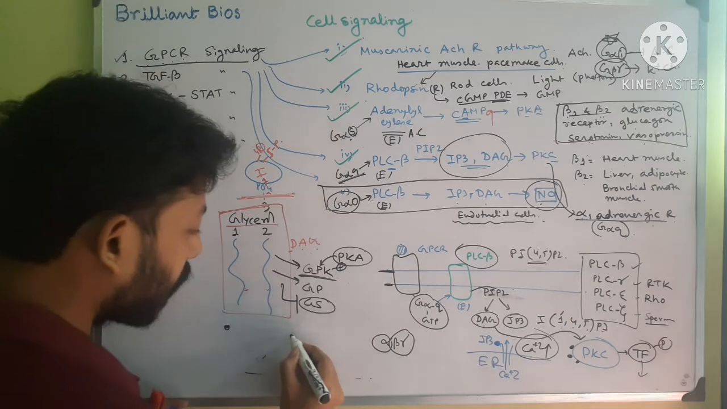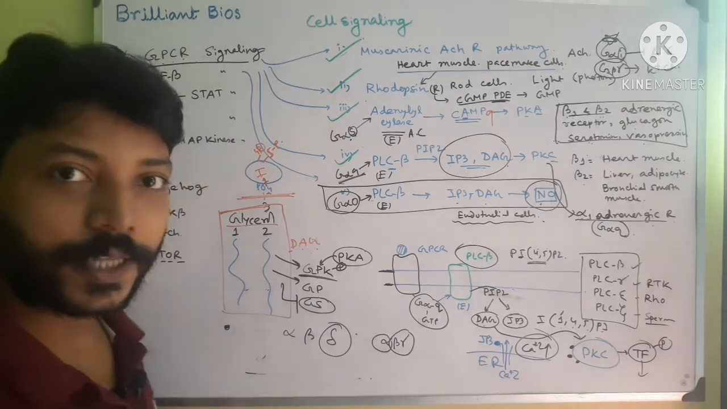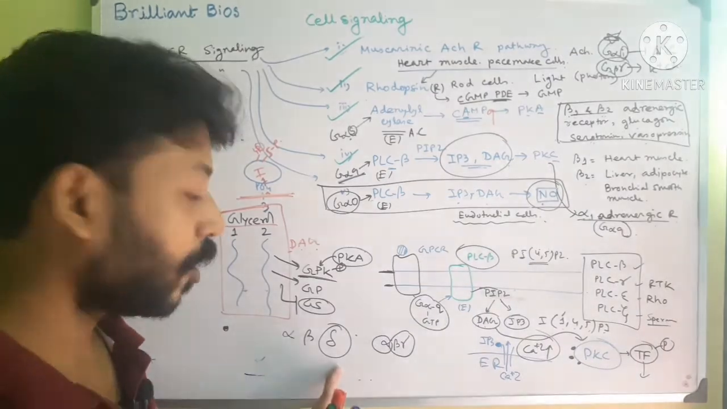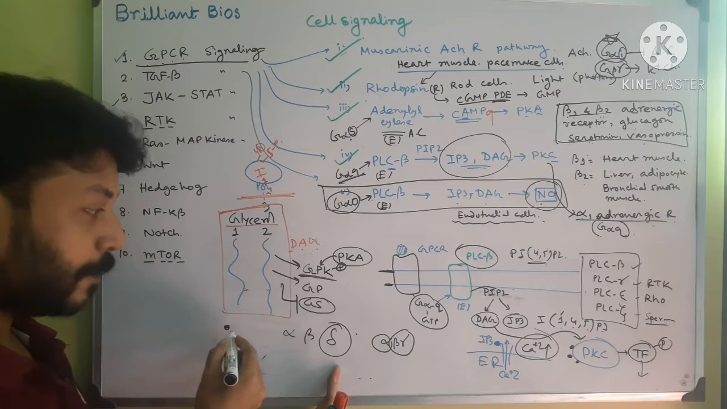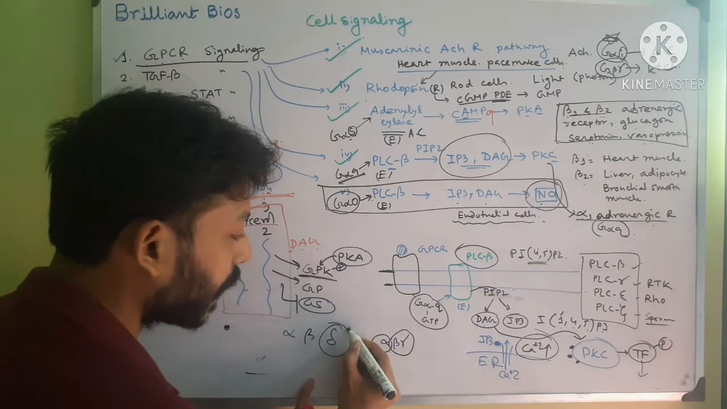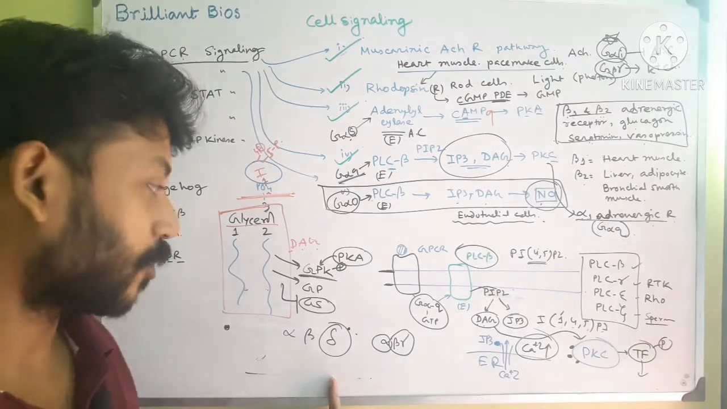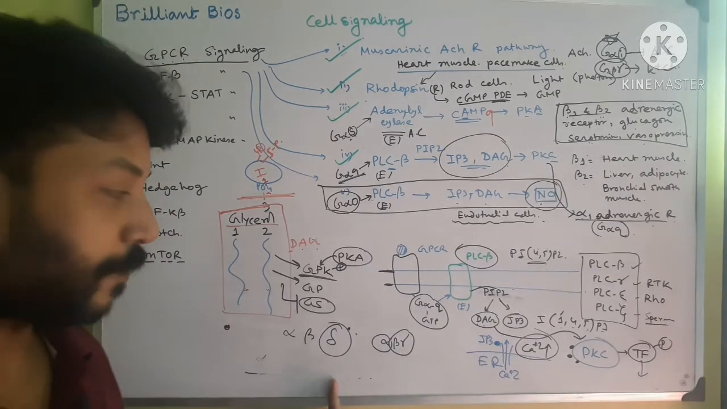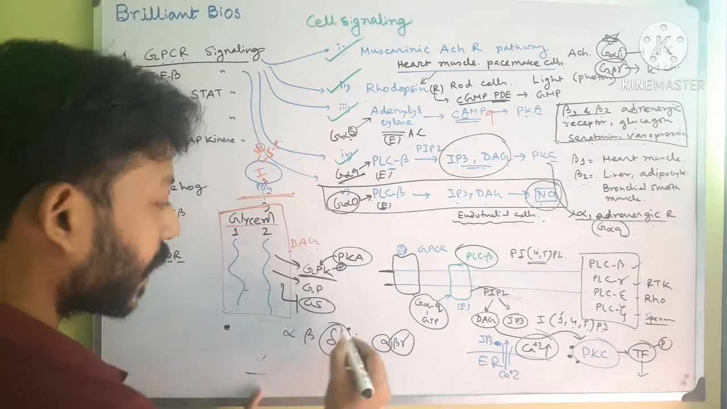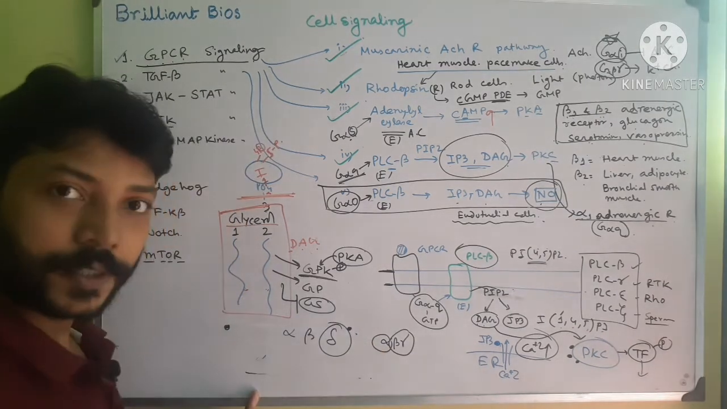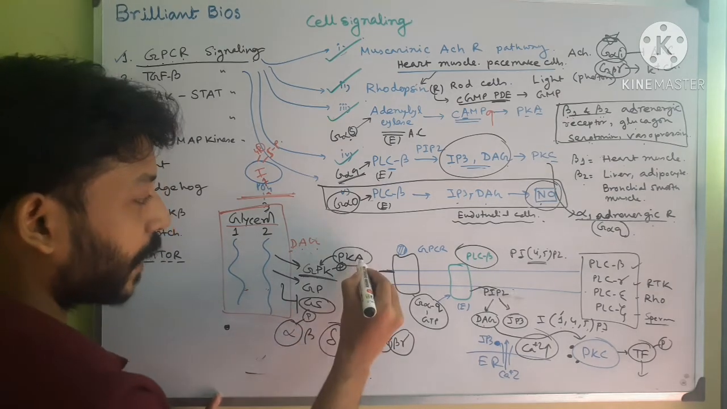GPK contains alpha, beta, and delta subunits. This delta subunit is the sensor of calcium. In hepatocytes, when vasopressin binds, calcium binds with the delta subunit. Delta is actually calmodulin, a molecule that senses calcium, because calmodulin has EF hands that can bind with calcium. When calcium binds, the alpha subunit is also phosphorylated by this PK.